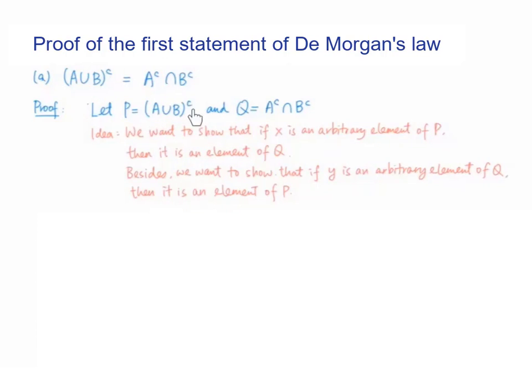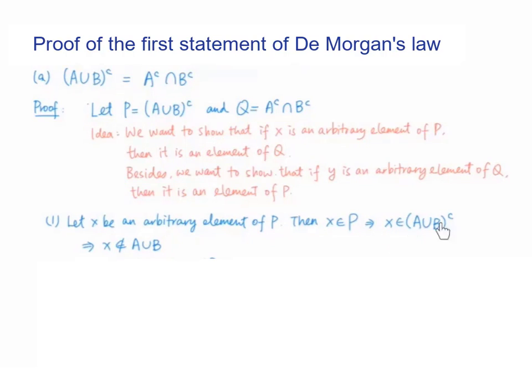Now, let us denote P to be the first set and Q to be the second set. We start to prove the first part. So, let's suppose that X is any arbitrary element of the first set P. By set notation, it means that X belongs to P. And now, in our situation, P is this set. To say that X belongs to a complement of a set means that X doesn't belong to this set. And if X doesn't belong to this set, which is the union of A and B, that means X does not belong to set A, and X also doesn't belong to set B. And for each of the situations, if X doesn't belong to set A, then it belongs to the complement of A. And also, X doesn't belong to B, that means it belongs to the complement of B.